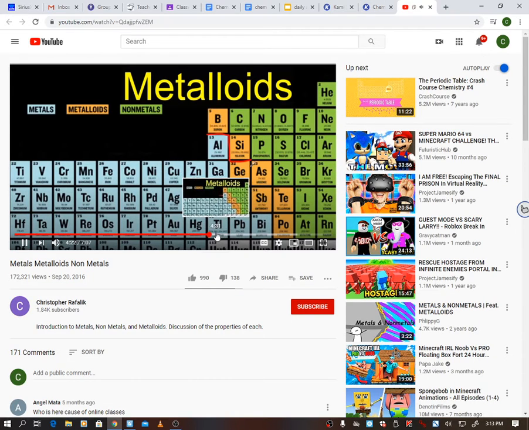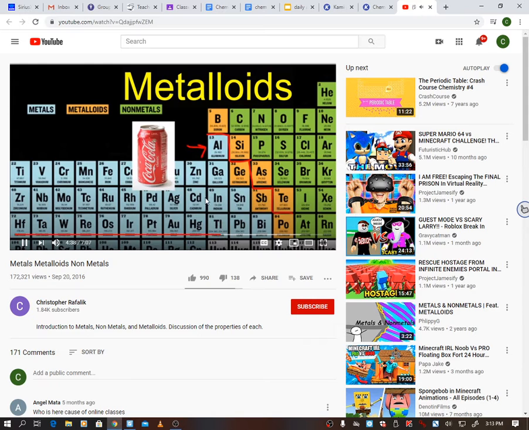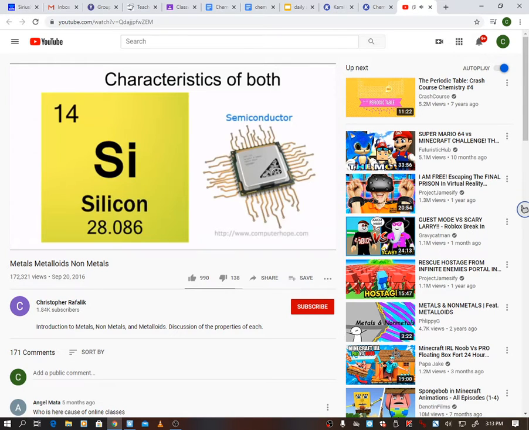Stair step. It comes right down through here. Got an aluminum can. Aluminum is a great conductor of electricity. It is malleable. It's been formed into thin sheets for these aluminum cans, and it's definitely shiny. So it's giving you all the characteristics of a metal. But all the rest of them, boron, silicon, germanium, arsenic, antimony, tellurium, polonium, these are metalloids.